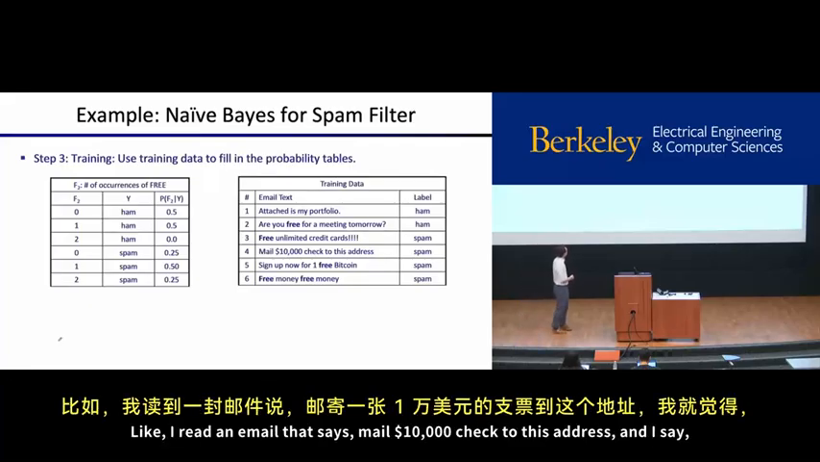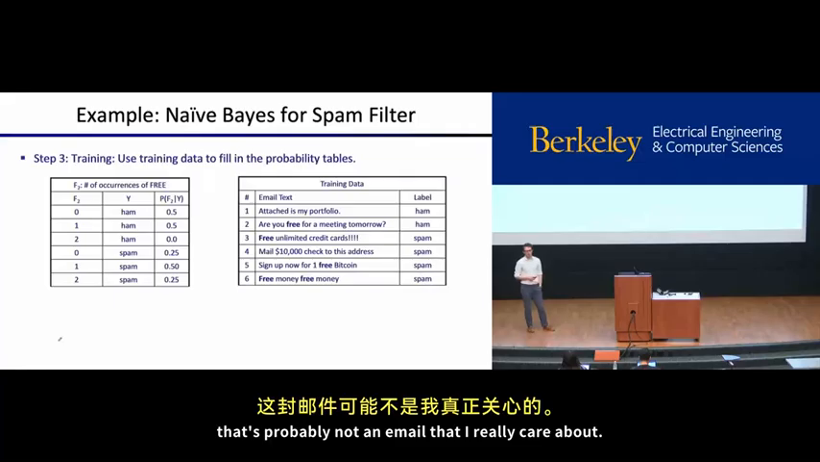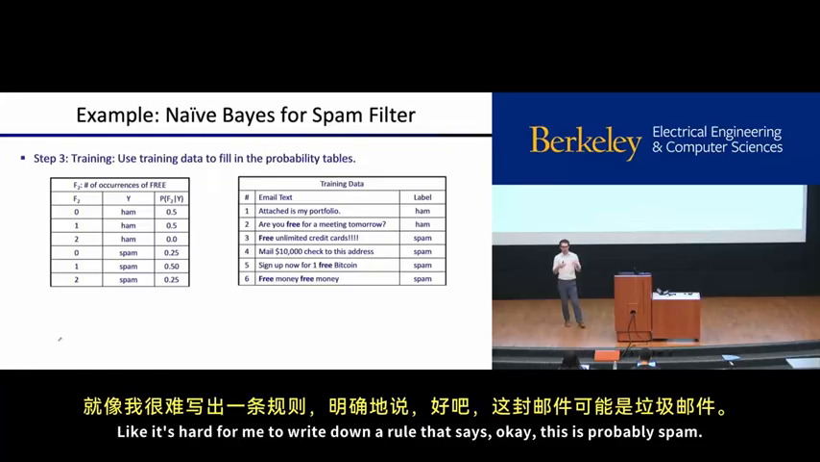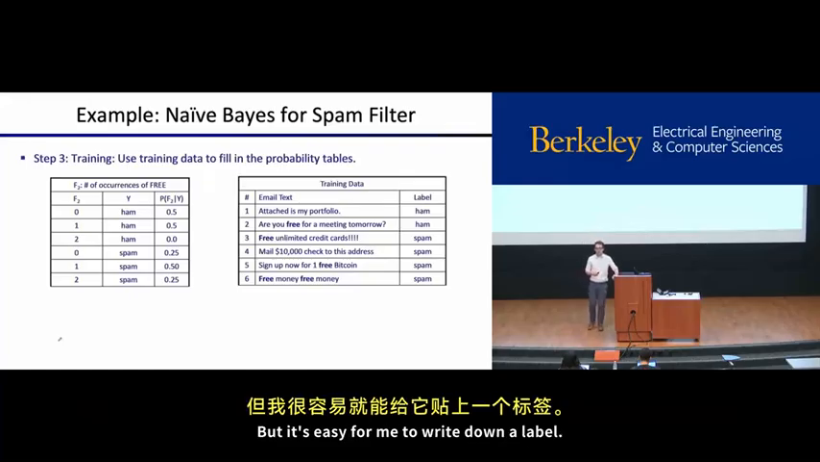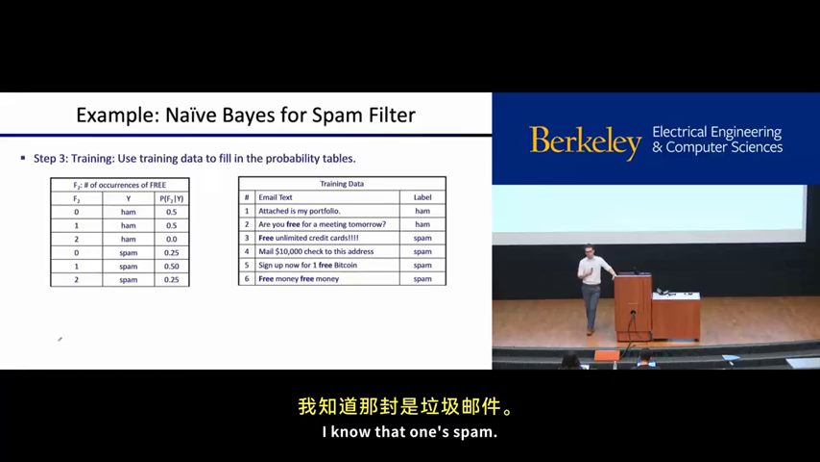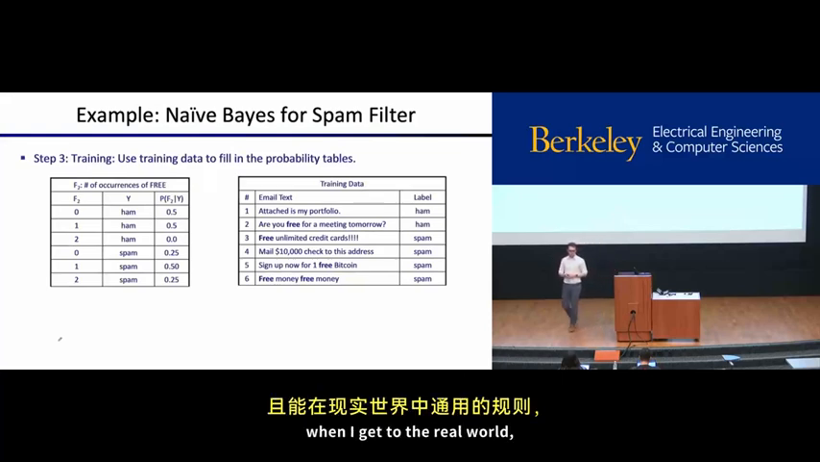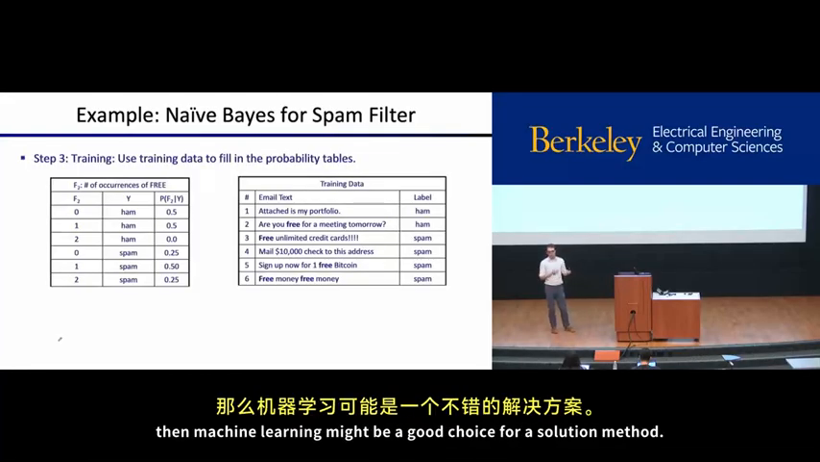I read an email that says, mail $10,000 check to this address, and I say, that's probably not an email that I really care about, right? But I can't really put into words why that email is spam. It's hard for me to write down a rule that says this is probably spam. But it's easy for me to write down a label. I know that one's spam. So if it's easy for me to label it, and hard for me to write down an exhaustive rule that's going to be general when I get to the real world, then machine learning might be a good choice for a solution method.